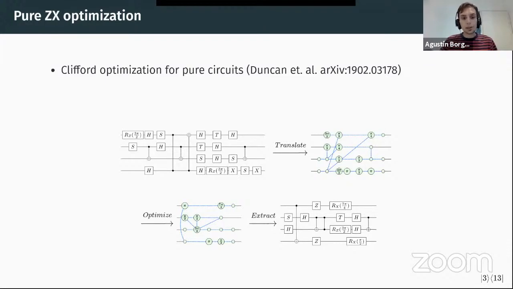The procedure starts by translating a pure quantum circuit into a ZX diagram in a special graph-like form, which it then optimizes with specially crafted rewrite rules. And finally, it extracts it into a smaller circuit. We will modify each of these steps to be able to optimize mixed quantum circuits.